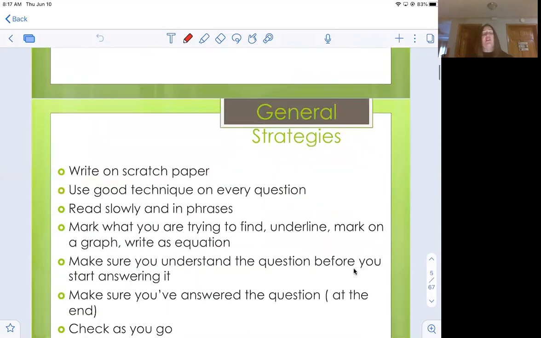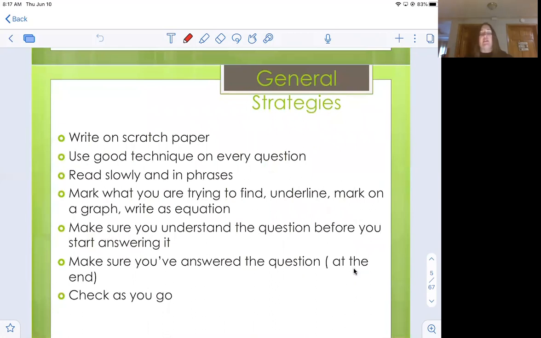So some general strategies. Write all over your test, okay? Write on scratch paper. Then use your good technique on every question. You are taught how to do it correctly in math, use that. Don't skip steps. People skip steps and they make mistakes. Read slowly and in phrases. Make sure you know what they're asking for. So that might mean that you need to mark or underline or write on a graph. So make sure you understand the question before you start answering it.